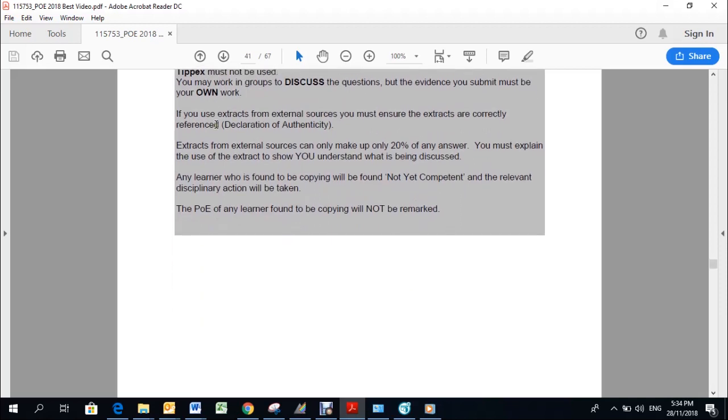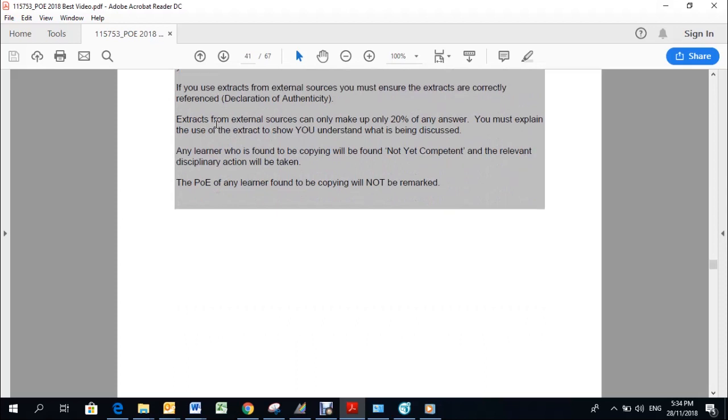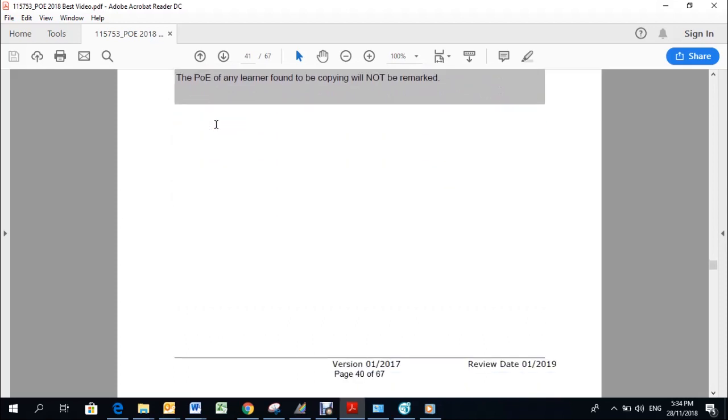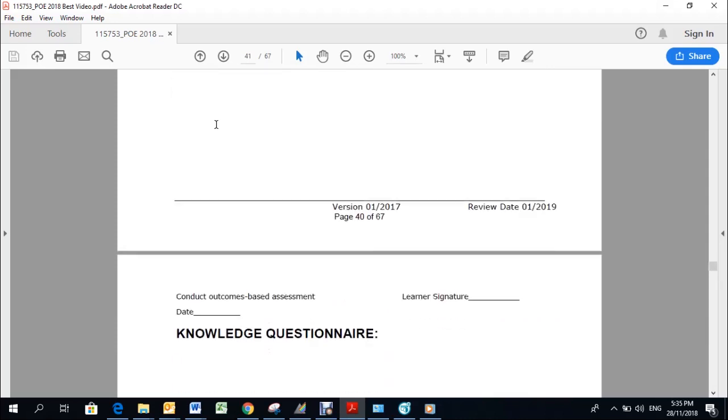We don't need people to write the same information. You can discuss together with your friend or whoever, but you're not supposed to be writing the same information or the same evidence. Attachments can be the same, but you need to write your own. Like we said here, you are indicating that I am certifying that this is my own work. So you need to make sure that you do things yourself.